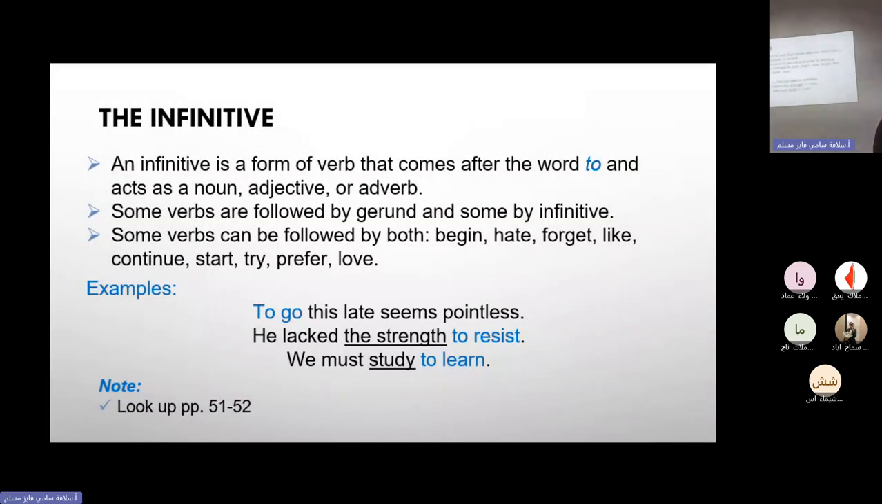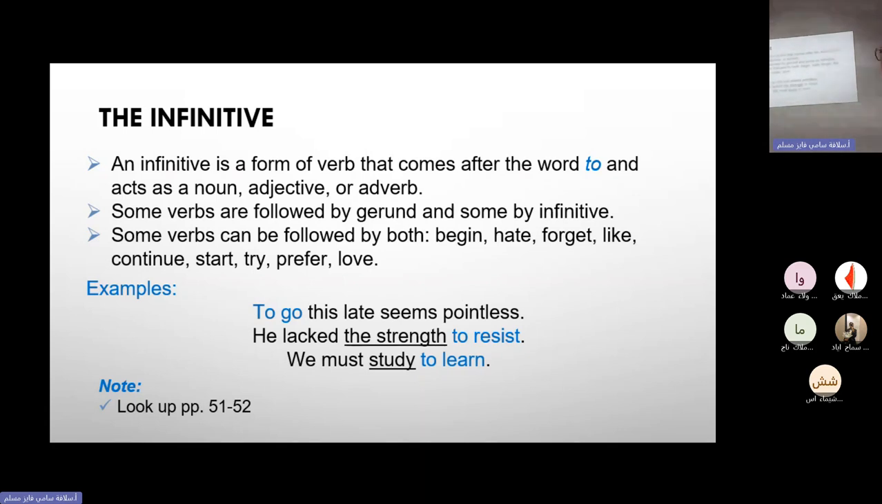الانفينيتيف, an infinitive is a form of a verb that comes after the word to. That is, to go, to play, to run, to walk. Okay. And it acts as a noun, adjective, or adverb. Some verbs are followed by a gerund and some by an infinitive. وعندكم قائمة في كتابكم مين الأفعال اللي بتيجي ورا الجرند ومين الأفعال اللي بتيجي مع الانفينيتيف. Okay? Some verbs can be followed by both, like begin, hate, forget, like, continue, start, try, prefer, love.